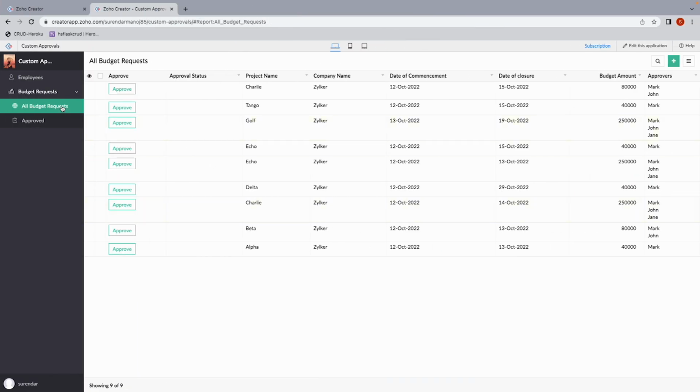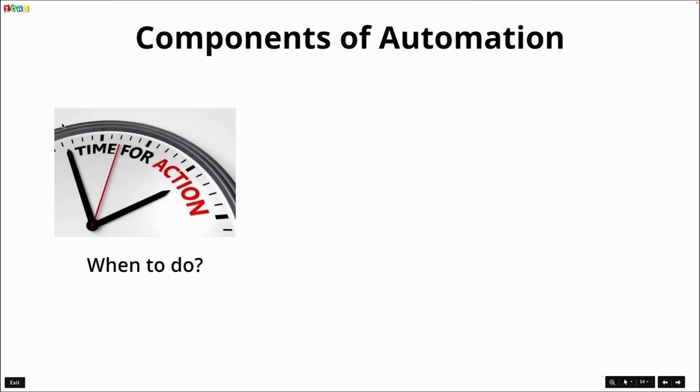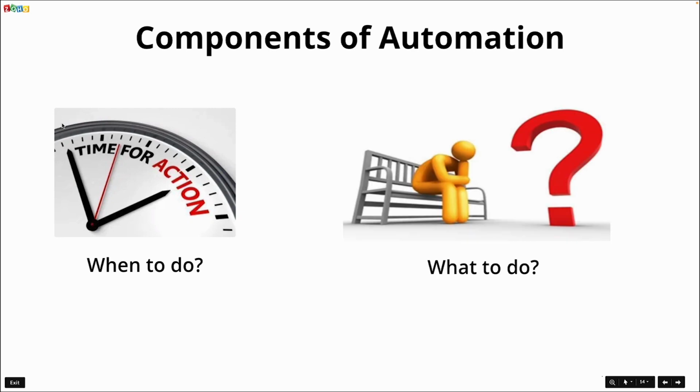Like what we configured right now, we should tell the system what to do and when to do. Right. So here we have instructed the system saying when the status is getting approved, please remove this from this view and transfer it to the other view. So that is the what and when. The when is when the status gets to approved, and the what is, please move the record from one view to another. So that is the key component of automation: when to do and what to do.